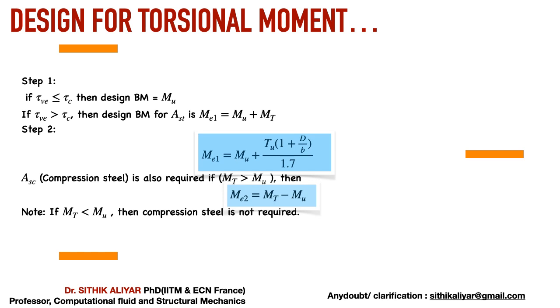Okay, and also remember Asc is required only if Mt is greater than Mu, or else you don't need to design it. Mt is nothing but the torsional moment, that Tu into that formula. If the torsional moment is greater than the ultimate moment, then you have to design the Asc also to tackle that twisting. If Mt is lesser than Mu, then no need to provide this at all.